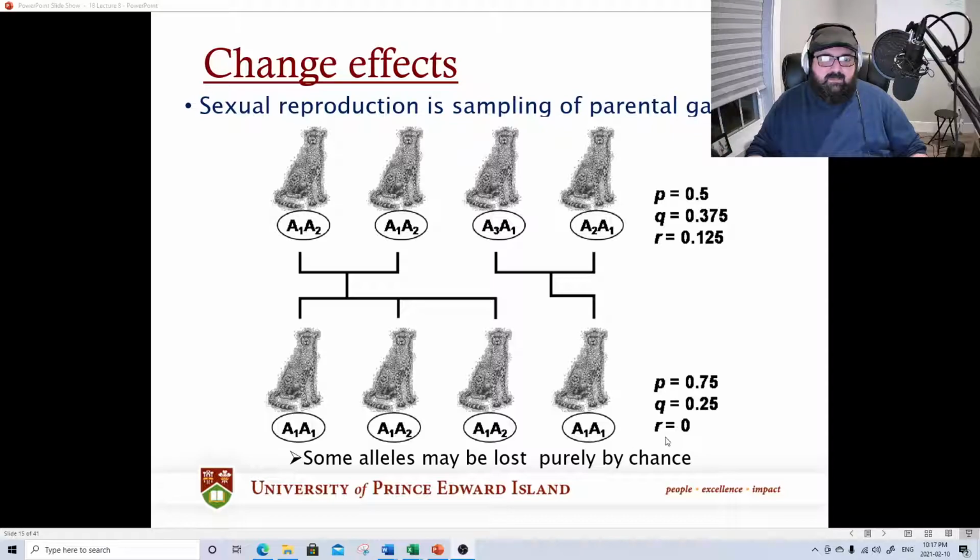In this case, frequency of the A3 allele has gone down to 0. It wasn't selection that did this. This allele didn't mutate away. It just wasn't passed on by chance, because all diploid individuals have 2 copies of each allele, and they only pass on 1 at a time.